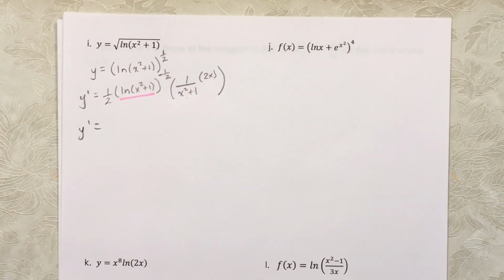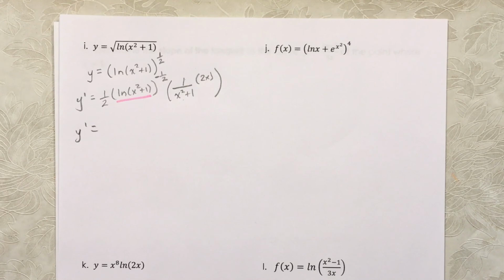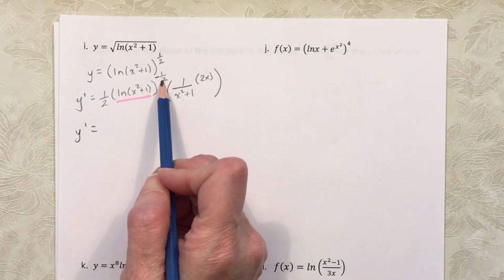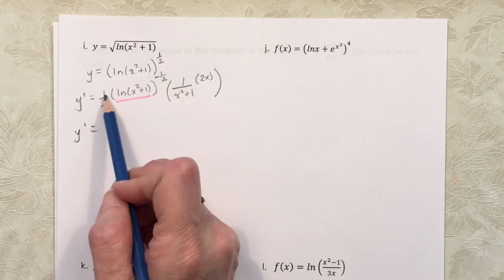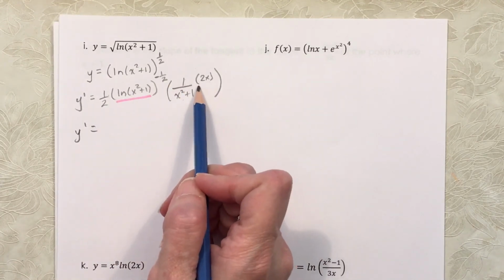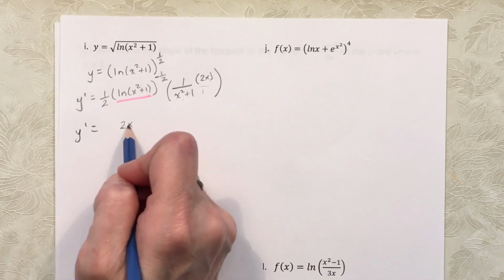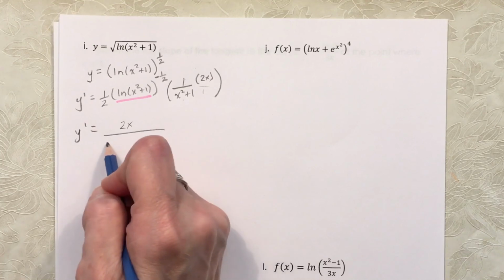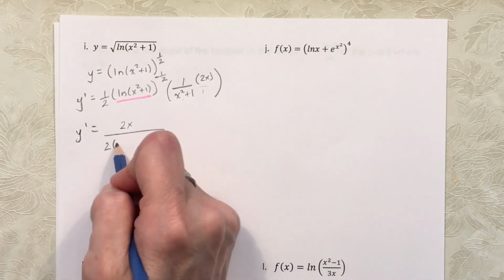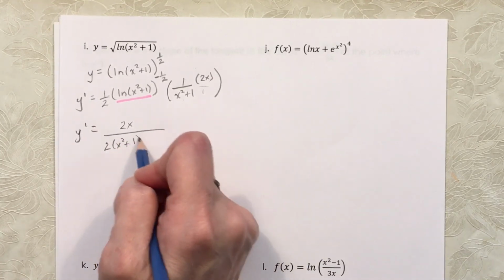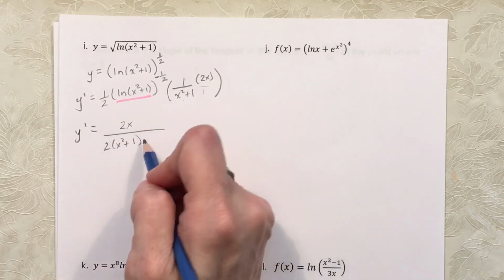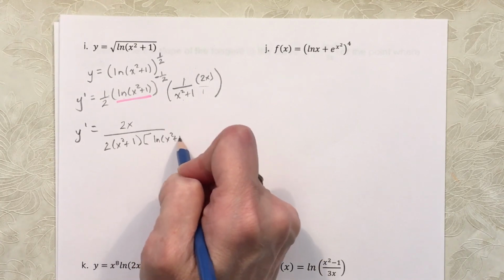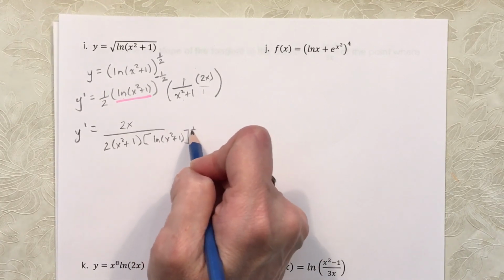Now we want to make it look as simplified as we can. So I see that in the numerator, if I look, this has got a negative exponent, so it's going to move to the denominator. I've got a 1 and a 1 times a 2x. So in my numerator is going to be 2x for now. We may reduce. In the bottom, I've got x squared plus 1. And then I'm going to move this down to the bottom to become the ln of x squared plus 1 to the positive half.